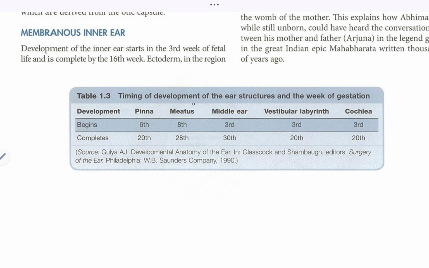Timing of development of ear structures and the week of gestation. Development begins: pinna at 6th week, meatus at 8th week, middle ear at 3rd week, vestibular labyrinth at 3rd week, and cochlea at the 3rd week. And the development completes: pinna at 20th week, meatus at 28th week, middle ear at 30th week, vestibular labyrinth at 20th week, and cochlea at the 20th week.